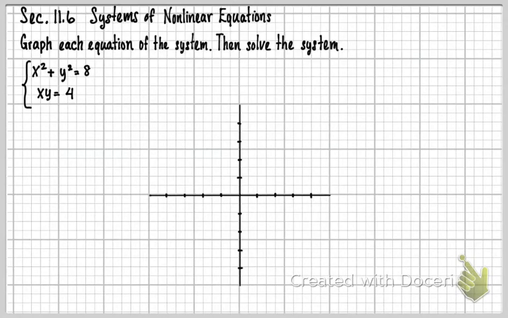Graph each equation of the system, then solve the system. So the first one here is x squared plus y squared equals 8. So again, that's a circle. That's of the form x squared plus y squared equals r squared. So my r is actually the square root of 8, and the square root of 8 is approximately 2.82.